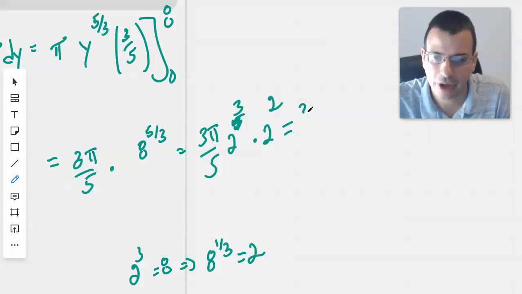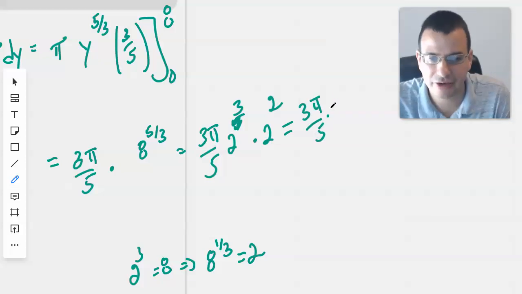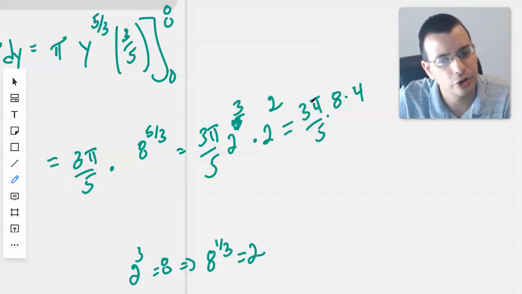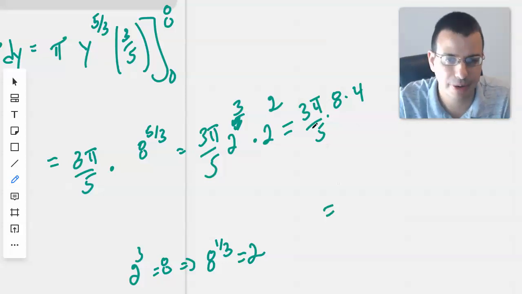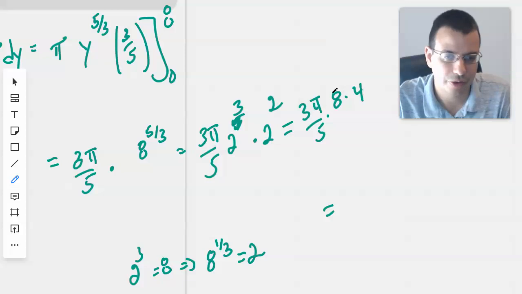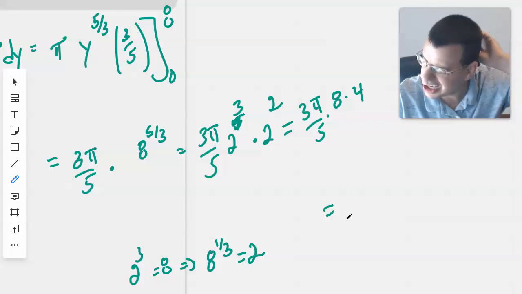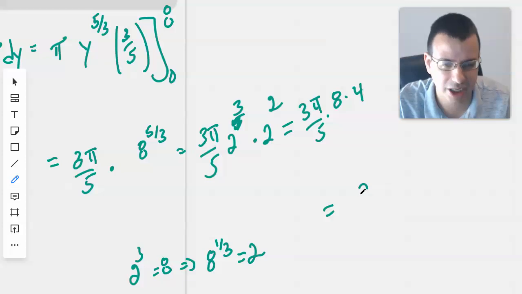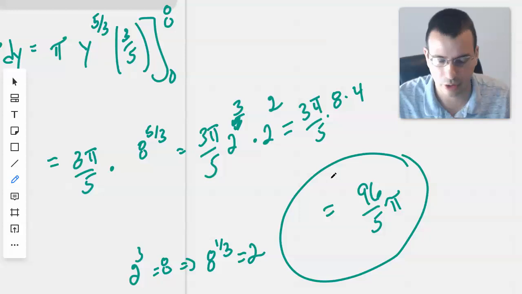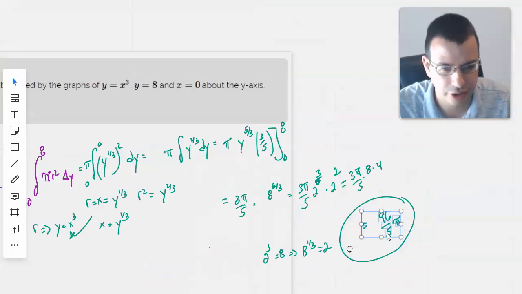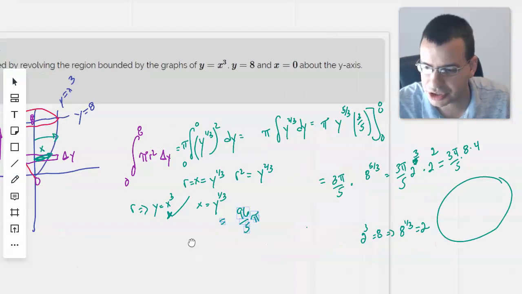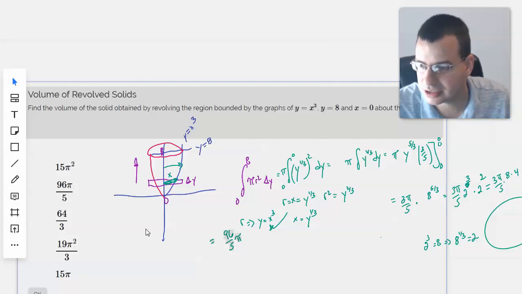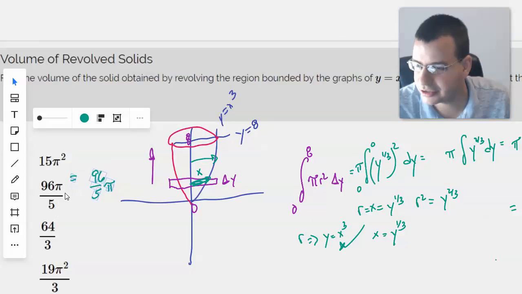Okay. So we have 3 pi over 5 times 8 times 4. So let's see here. So we have 3 times 8 is 24. 24 times 4 is 80 plus 16, which is 96, over 5 pi. There we go. Huzzah. Good for us. Go team. Hope that's the right answer. Let's see if there's an answer like that. Haha, there is. Good for us.